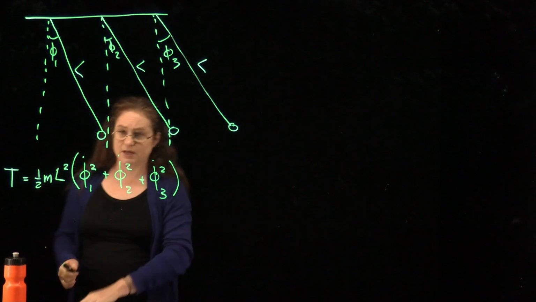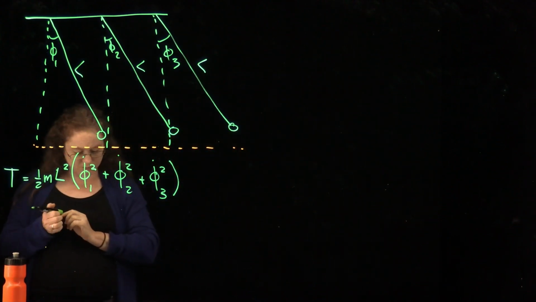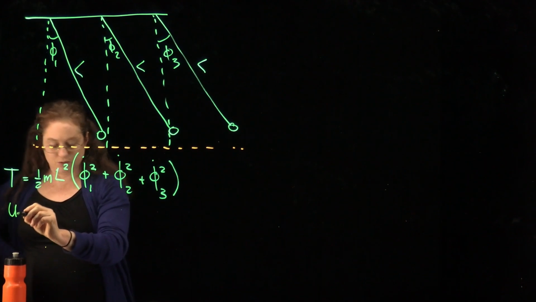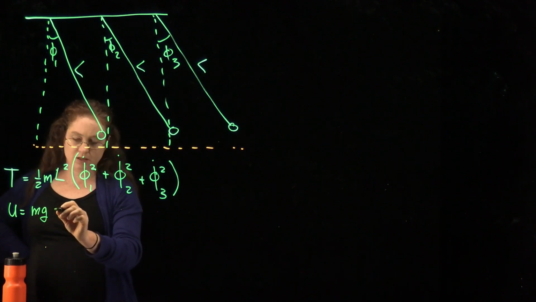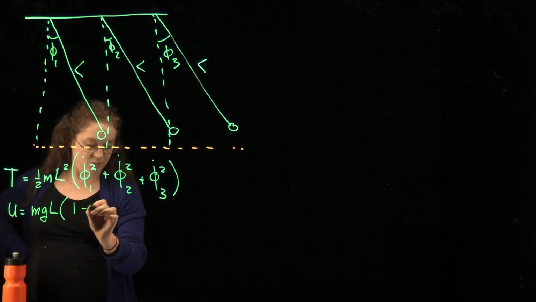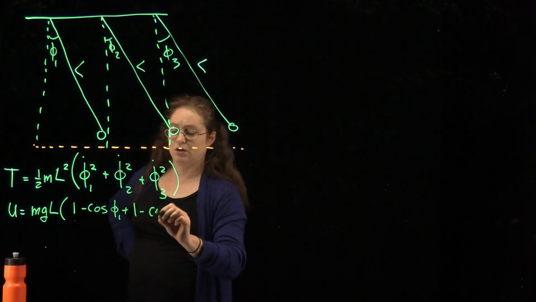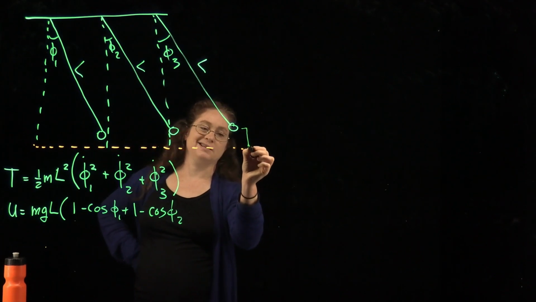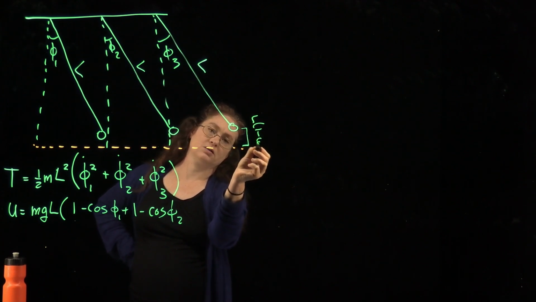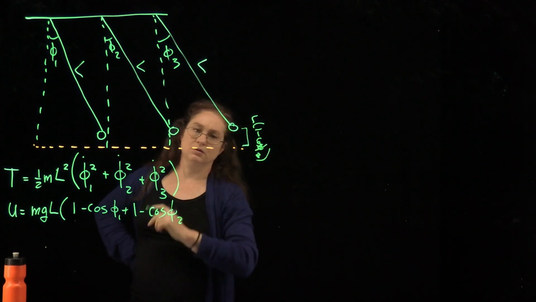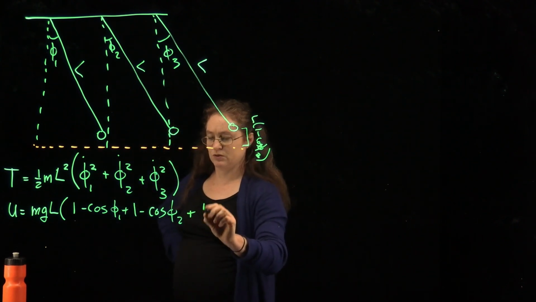Now, I'm going to set my 0 of potential to be when the bobs are at the very bottom of their path. And when I do that, my potential is going to be mgL times 1 minus cosine phi 1, plus 1 minus cosine phi 2. That's because this height here is L times 1 minus cosine phi 3. So that height is 1 minus cosine of the angle. So I've got 3 of these terms.